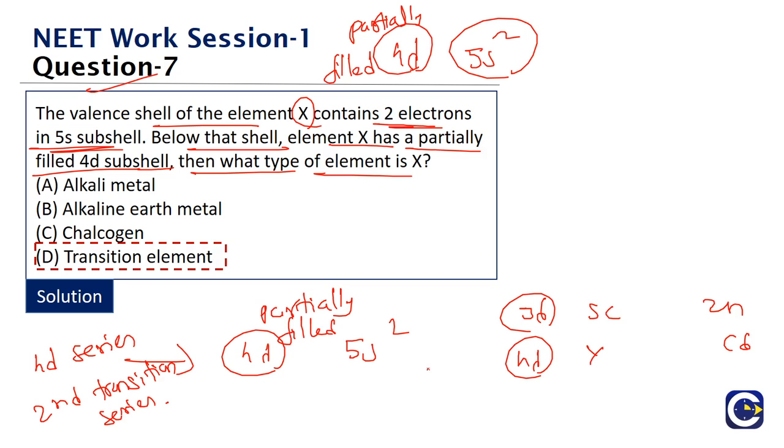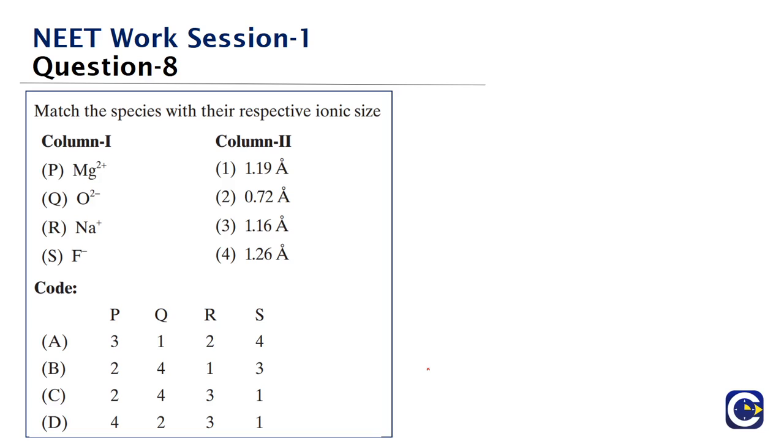For the element X, they didn't actually tell us how many electrons are being filled into the 4D subshell. They just said it is partially filled, which means this element belongs to the 4D series, or the second transition series, so this is a transition element. So the correct answer for this is option D. Next we'll go to question number 8.